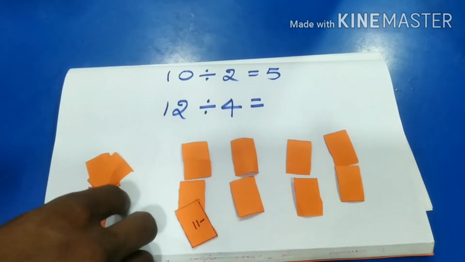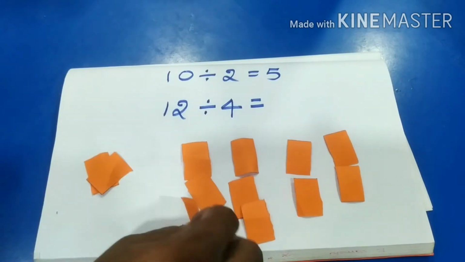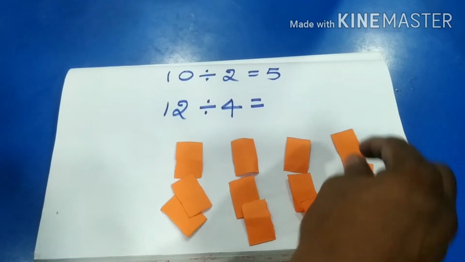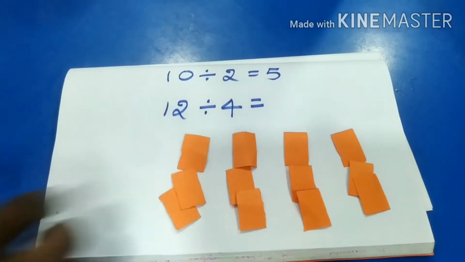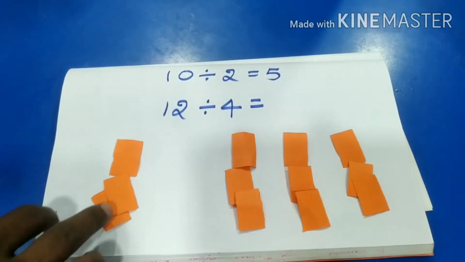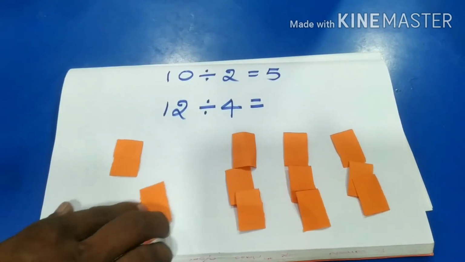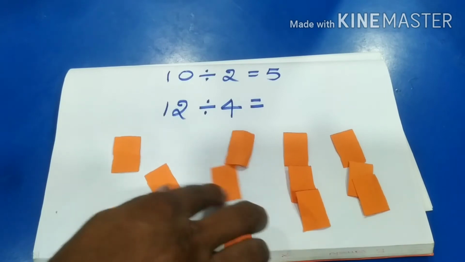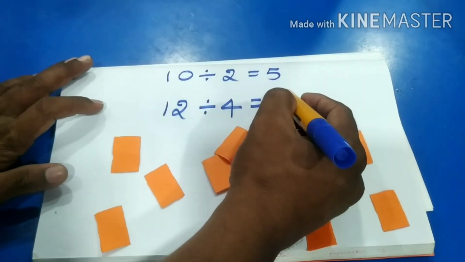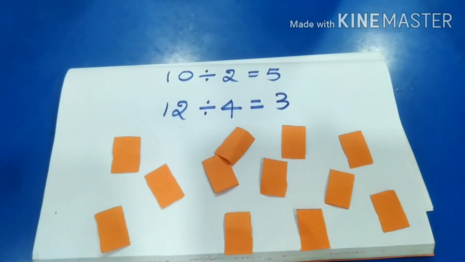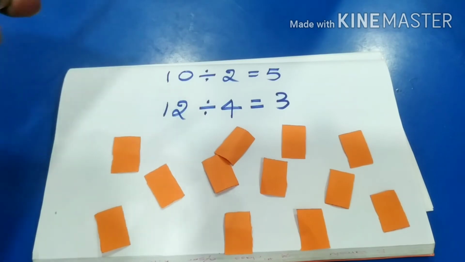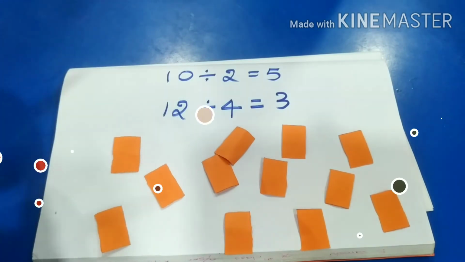So how many are we getting? Let us see that. So we divided among 4, and each one, how much did we get? 1, 2, 3. Each one gets 3. So 12 divided by 4, you will get 3. In the same manner, we will do division of negative numbers also.